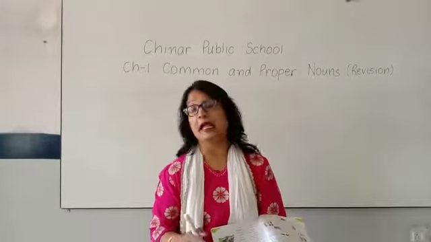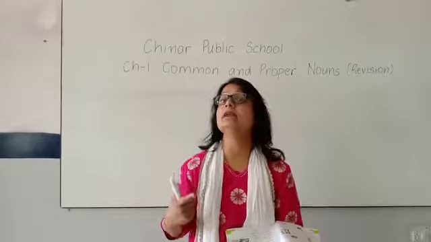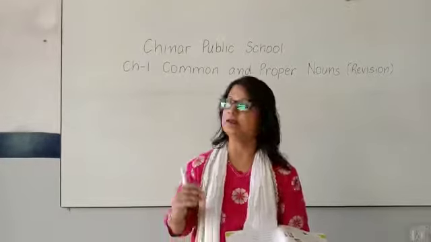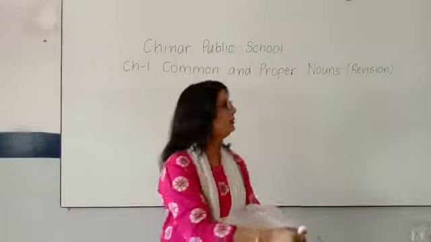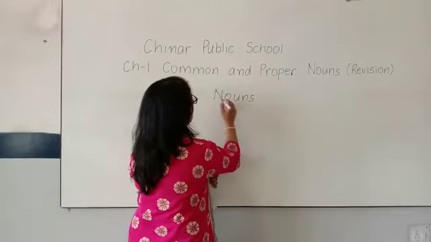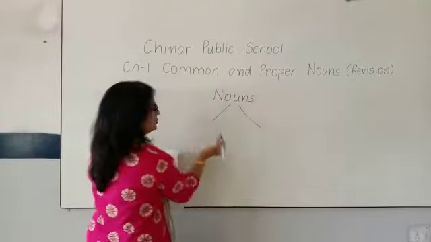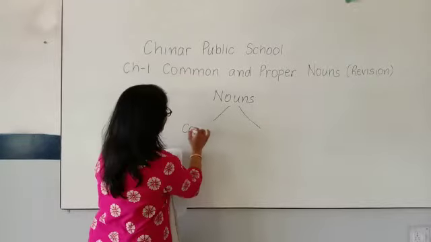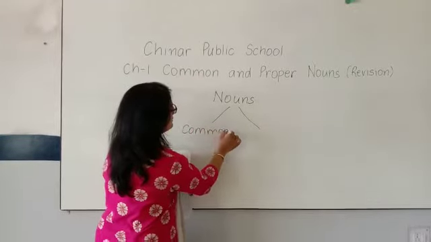Naming words can be a name of a person, a place, an animal, or a thing. We all know that nouns can be of two kinds: common and proper.